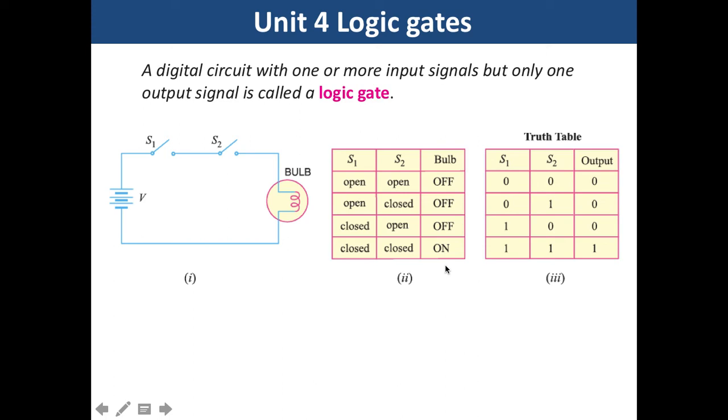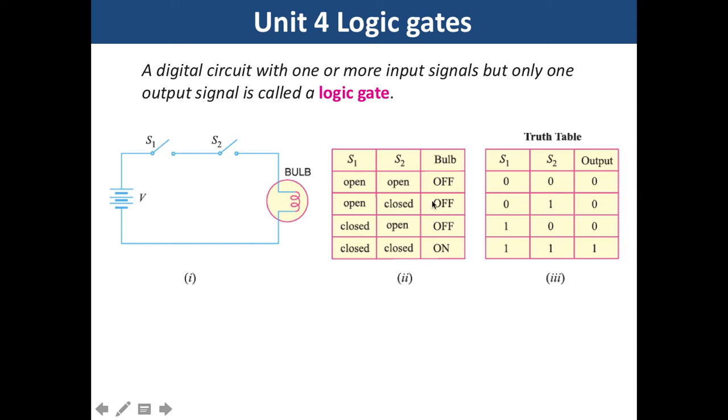So in logic circuits, the possible output is only one, on or off. There are two possibilities, but the output is only one, off or on. Off is considered low, on is considered high. Low means 0 volt and high means positive 5 volt.